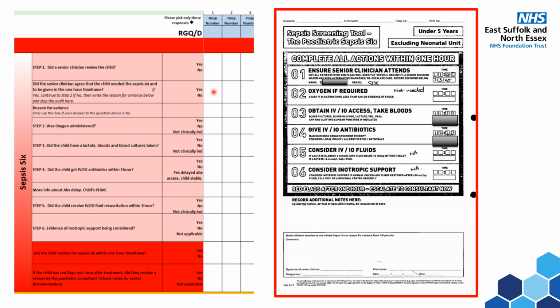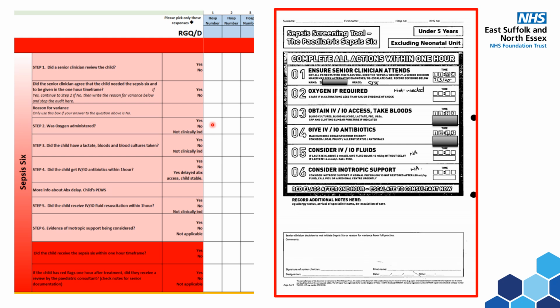So for those children where they had red flags, they were seen by the senior clinician, the clinician decided, yes, we're going to carry on with this Sepsis 6. We're then going to audit step 2. So was oxygen administered? Now this column here indicates the answer options. So the options for answers are yes, no, or not clinically indicated.